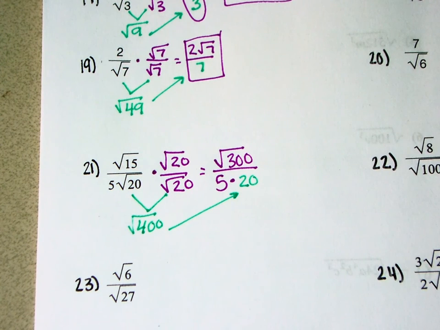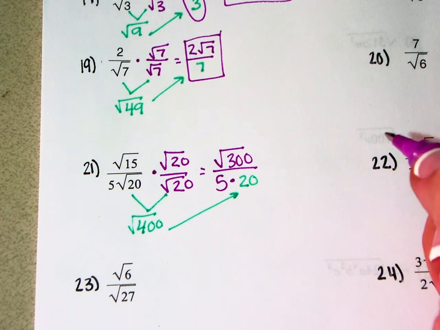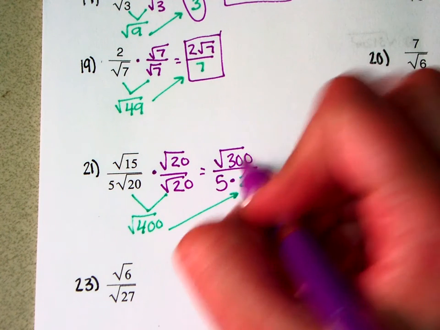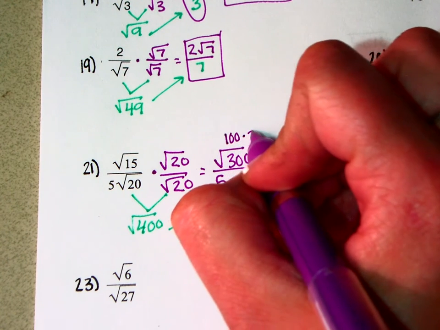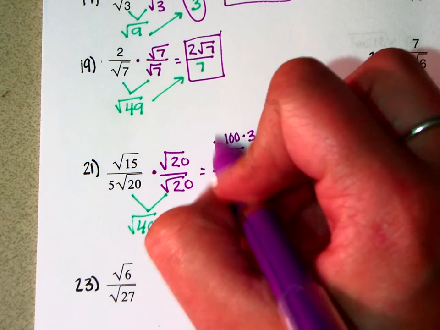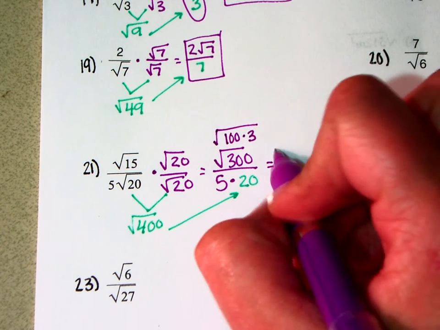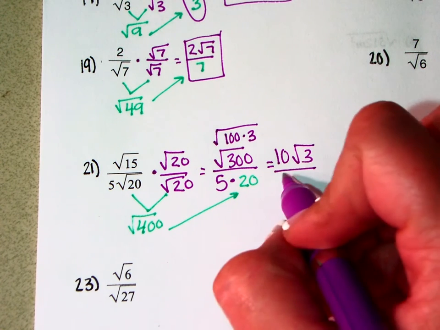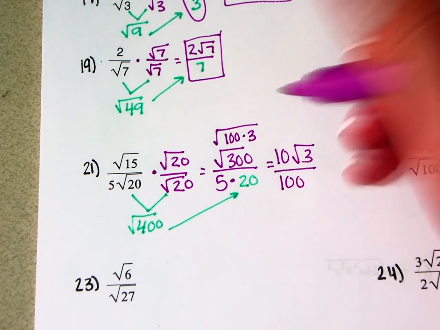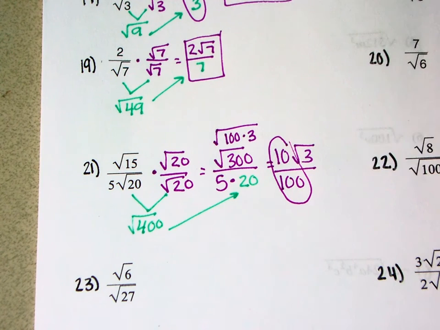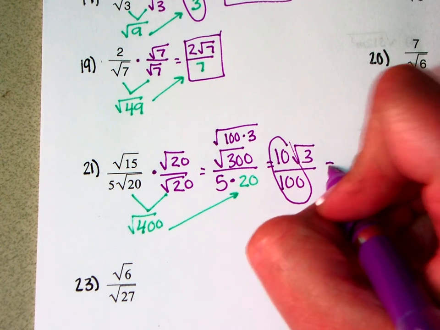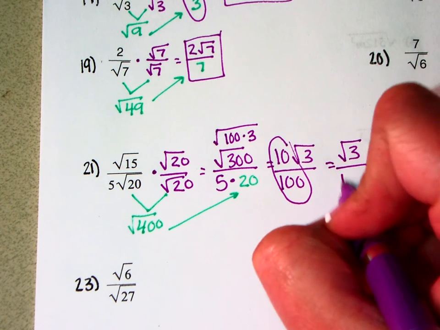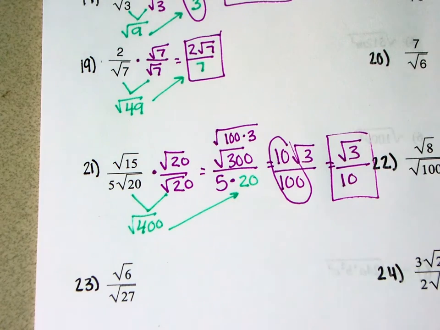Hopefully you're noticing the pattern. Let's go ahead and simplify our radical here. So 300, I can break that up into the square root of 100 times the square root of 3. The square root of 100 is 10 square roots of 3 over 5 times 20, which is also 100. I can simplify this fraction. 10 over 100 is the same as 1/10. We don't write the 1, so we're just going to leave the square root of 3 over 10.